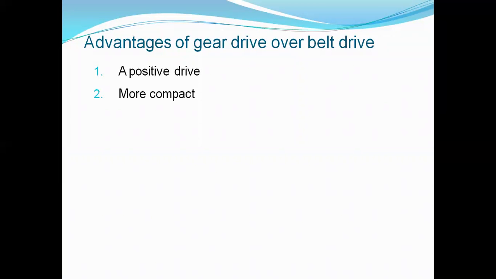Advantages of the gear drive over belt drives. It is a positive drive. Positive means we are always getting good power transmission, right? No slip occurs in gear drives, unlike belt drives. That's why we call it a positive drive. It is also more compact. The distance between two shafts is very small, so it is very compact, and it is used where a constant velocity ratio is desired.